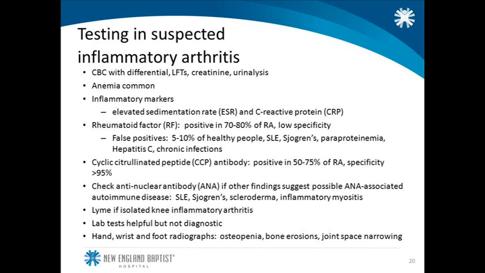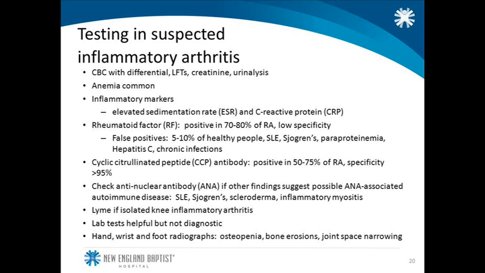CBC is helpful as anemia is common. Liver enzymes, creatinine, and urinalysis can also be helpful in sorting out what type of inflammatory arthritis this may be, as well as to exclude other etiologies. Inflammatory markers are helpful. Sedimentation rate and C-reactive protein are often elevated in patients with inflammatory arthritis, although not always.